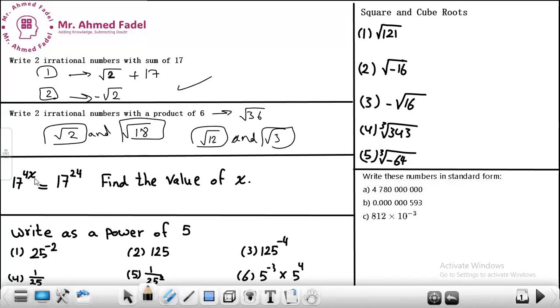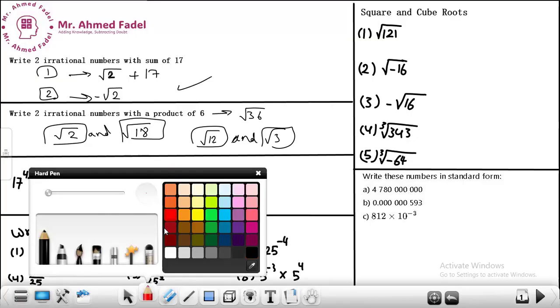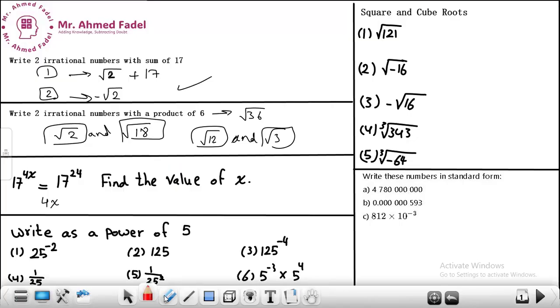Here, they're saying to you 17 to the power of 4x equals 17 to the power of 24. Find the value of x. Mister, I know here that 4x, let me just choose a different color for the answers. Let's make it red. Okay, so this means 4x is exactly the same as 24. So what is x? x is 6. Send the 4, multiply by 4 there, divided by 4. So x is 6.